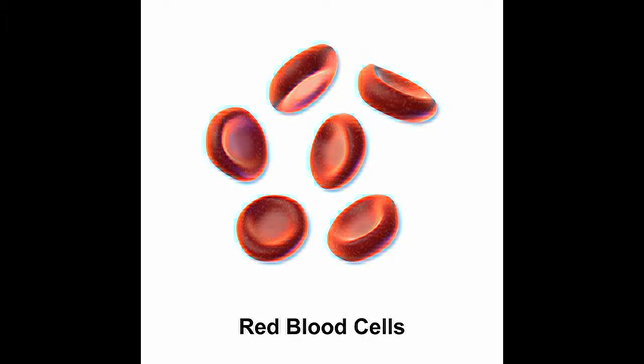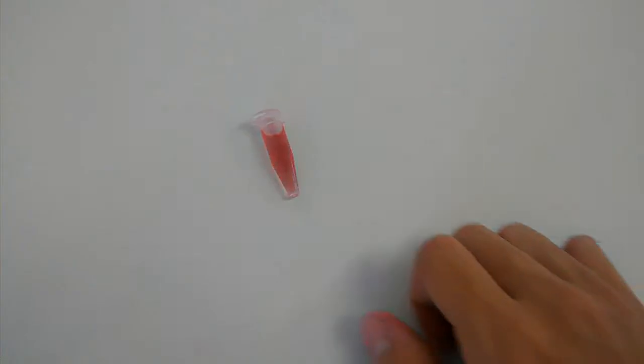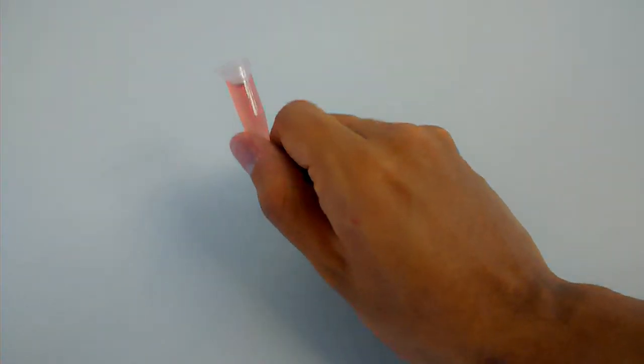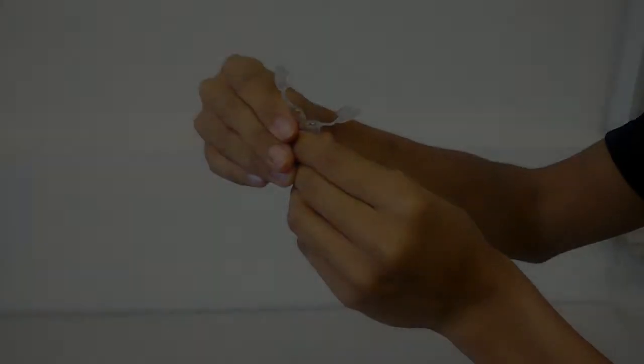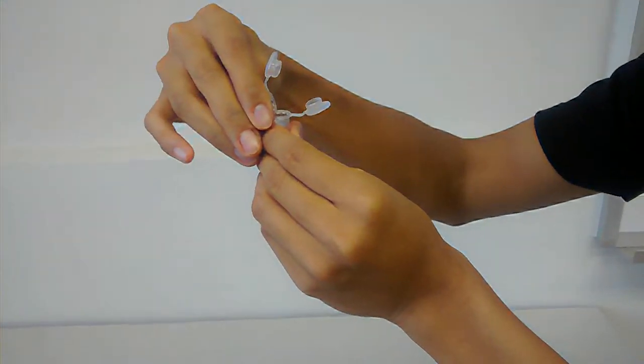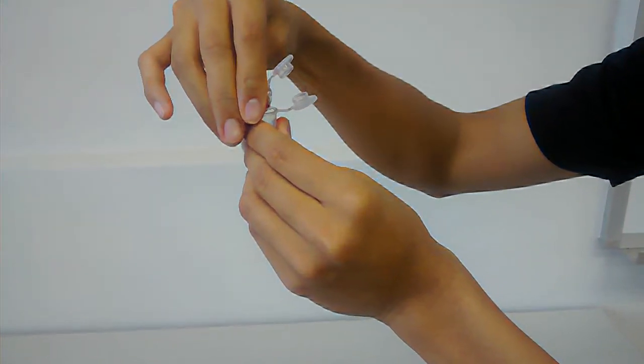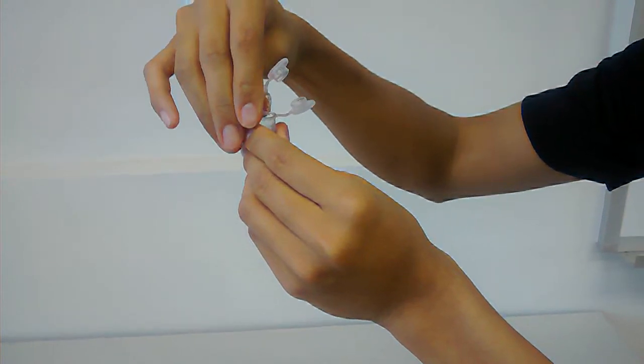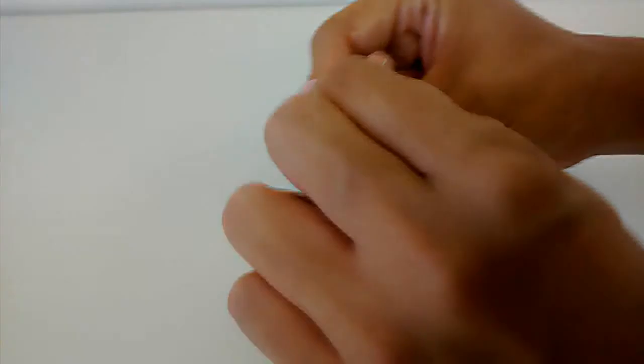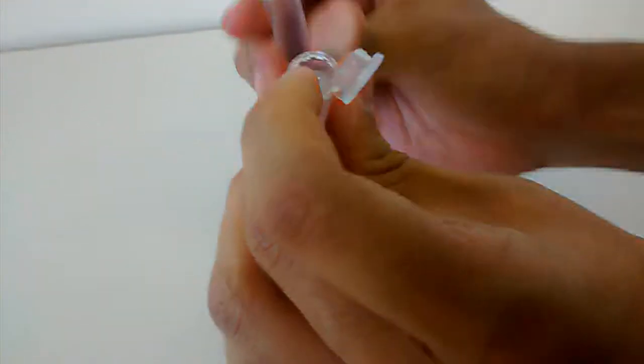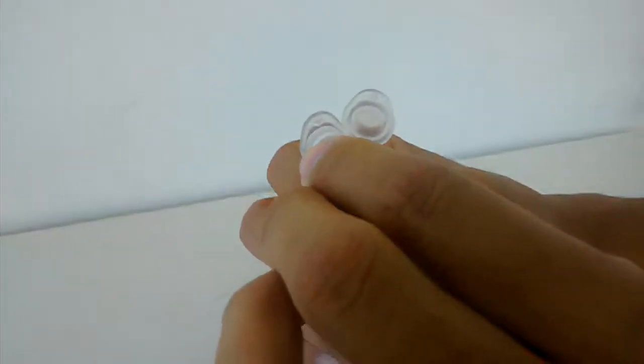So, how did they isolate the plasma membrane from red blood cells? Well, first you must have a blood sample and then centrifuge it. After centrifugation, decant the supernatant and you will be left with the red blood cells. Now, add some hypotonic buffer to break up the red blood cells before centrifuging it again.